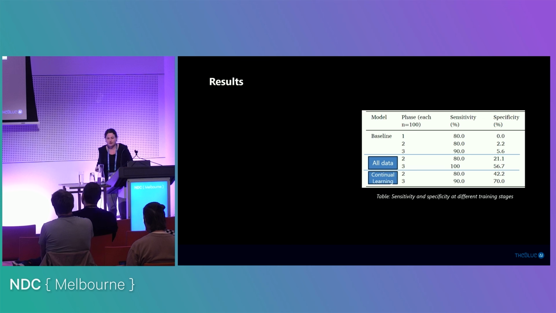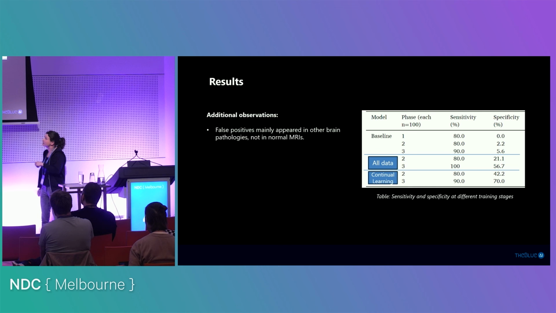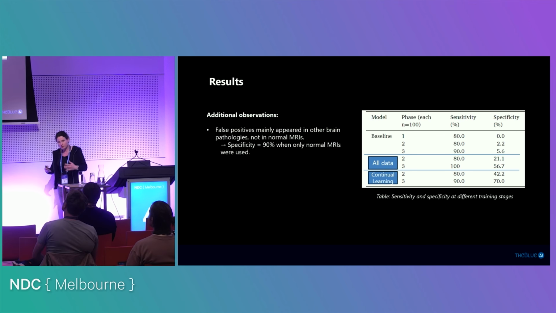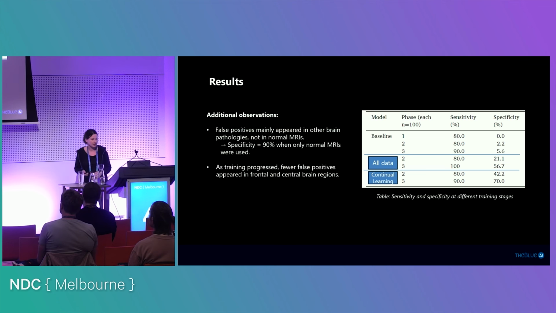But we again tried to analyze how it worked this way, and analyzed each of the cases. What we additionally saw is that for the majority of the cases where our model was still creating false positives, it was just detecting different pathologies in the brain. So if we were comparing it only to the normal MRIs, we would have achieved even 90% specificity, meaning really great results. And as the training progressed, we also saw that the model was no longer claiming that the FCDs are always in some specific parts of the brain, so changing the distribution also helped a lot with that.